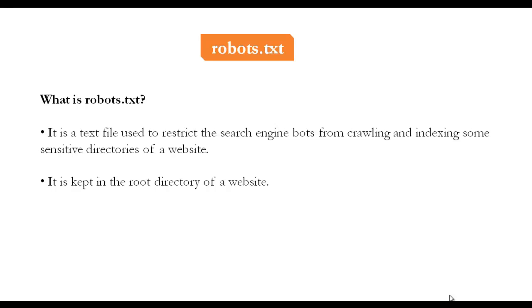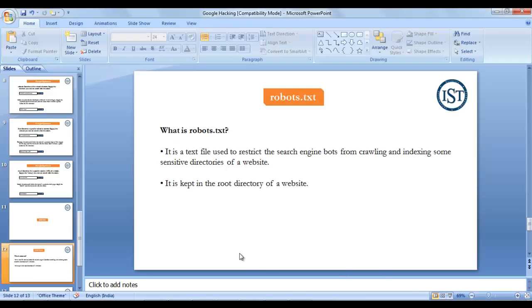So what is this robots.txt? It's a text file used to restrict the search engine bots from crawling and indexing some sensitive directories of a website. It is kept in the root directory of a website. If we check robots.txt file of a website, we can get some juicy information such as hidden sensitive directories, files, etc. Now let's have a quick demonstration of how we can analyze this robots.txt of any website.